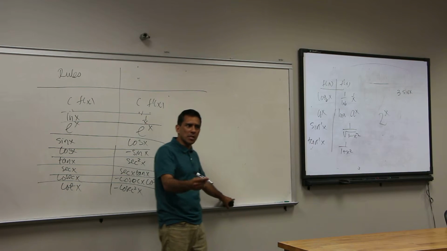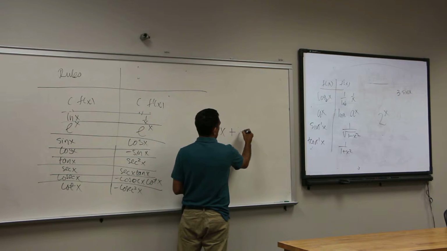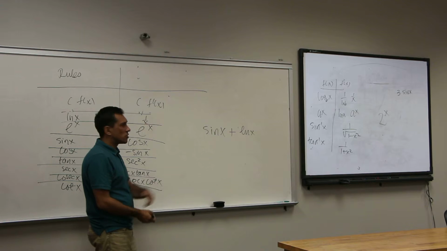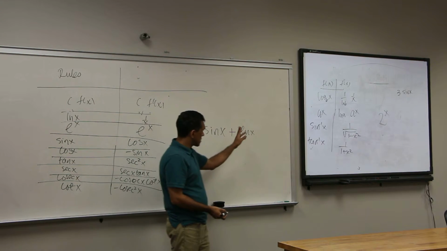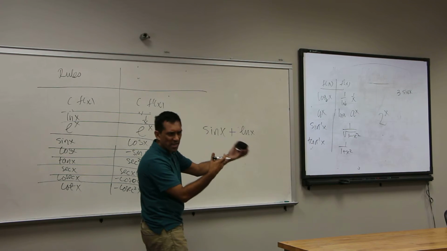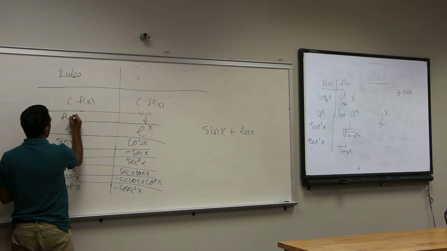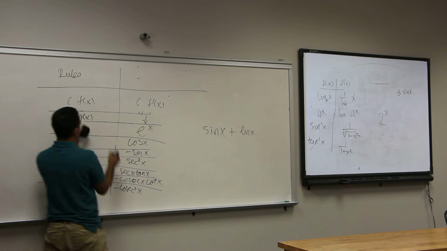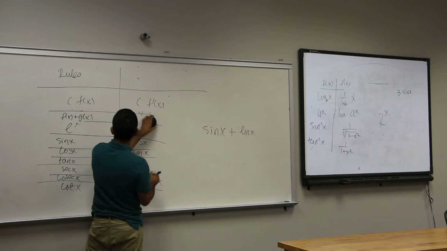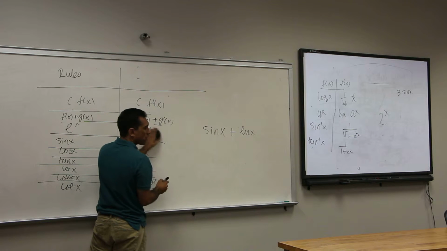Not too bad. How about this? What's the derivative of this? Sine x. You take the derivative of this, you take the derivative of this, and add them up. So you can get a few more things. What's the derivative? The derivative of f plus the derivative of g. Derivative of f, derivative of g, and you add them up.